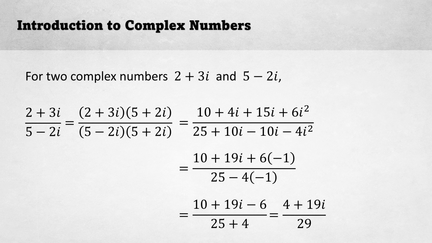Since a complex number is of the form a plus bi, we need to separate the fraction to rewrite the expression in the form of a plus bi, and we get 4 over 29 plus 19 over 29i.